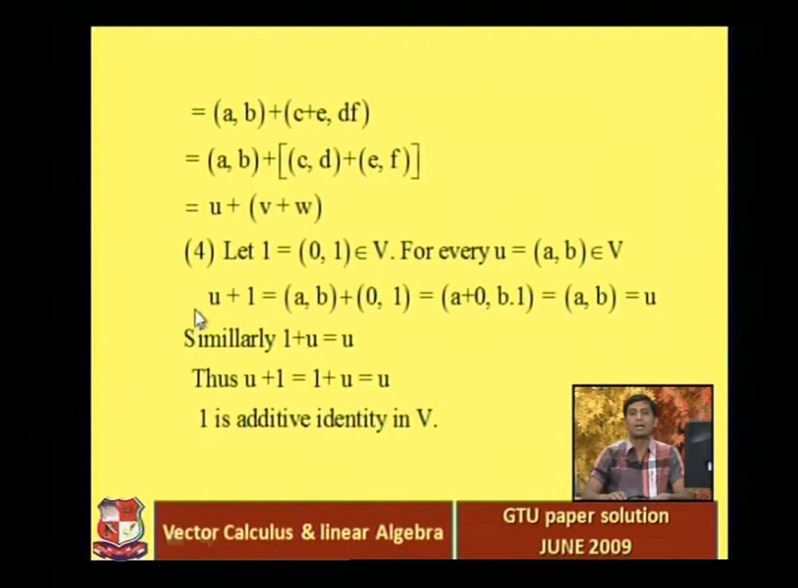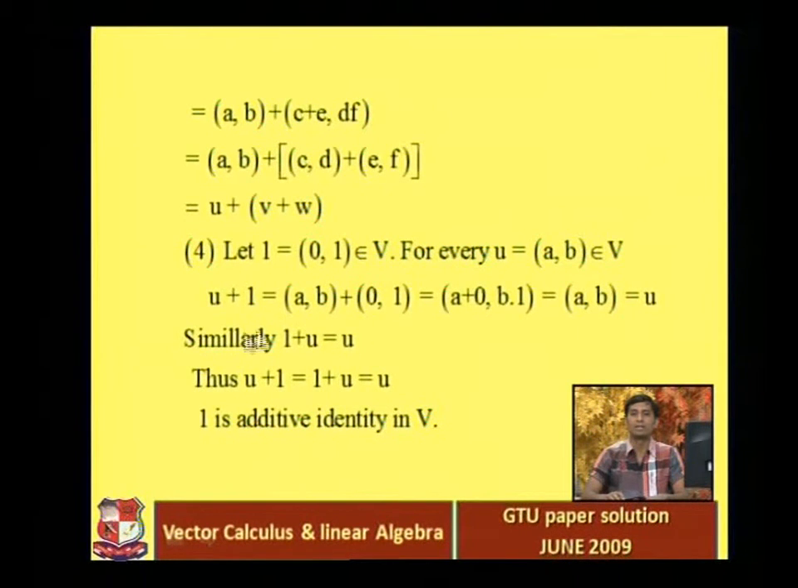Okay, now what is our identity? Here we denote our identity element in this manner, 1. Now 1 is equal to (0, 1). Why do we take this (0, 1)? Just try to understand. Definitely (0, 1) belongs to V, because the first coordinate is a real number and the second coordinate is greater than 0. So (0, 1) belongs to V. For every u equal to (a, b) belonging to V, u plus 1, what is our u plus 1?